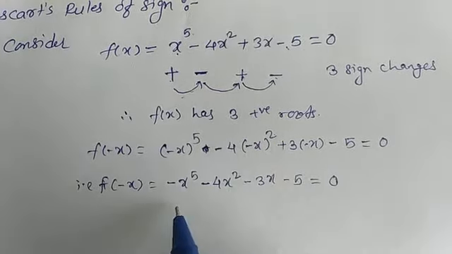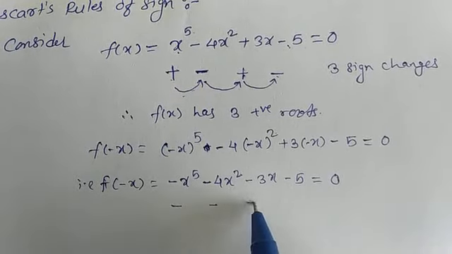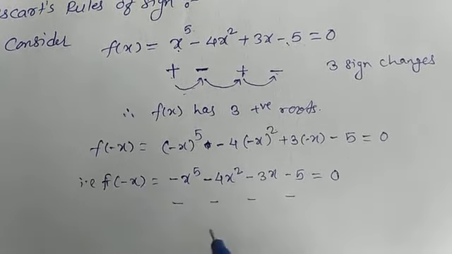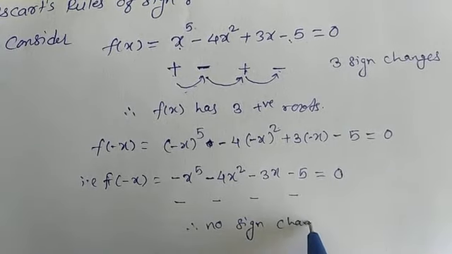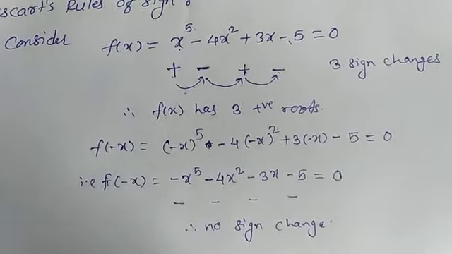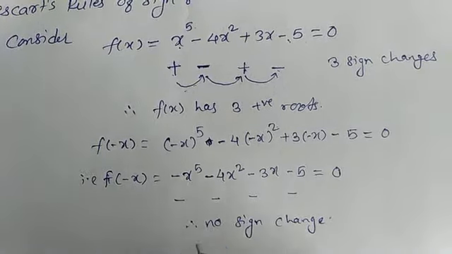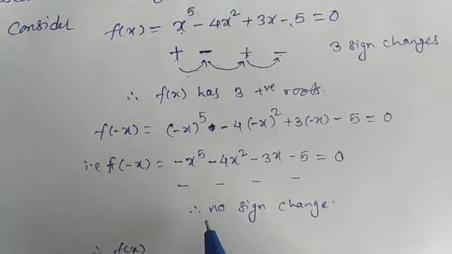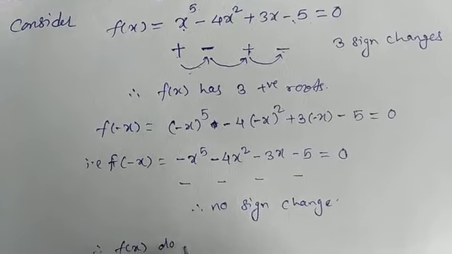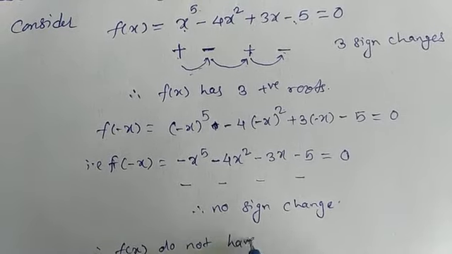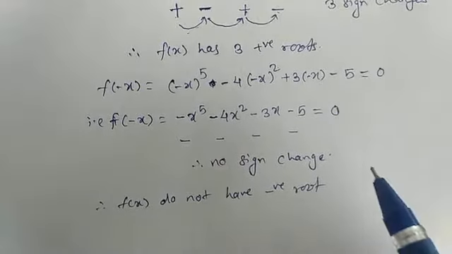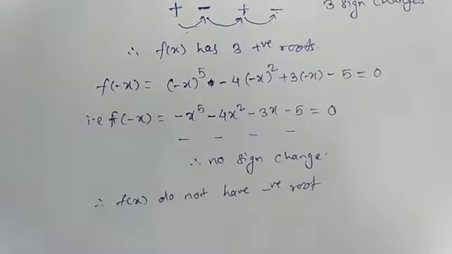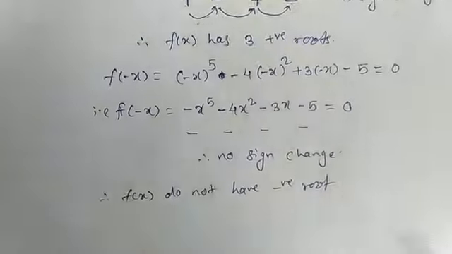Okay, here if we see, all terms are negative. All terms are negative, therefore there is no sign change. Therefore f of x does not have a negative root, which means that the remaining roots will be imaginary, or you have complex roots.